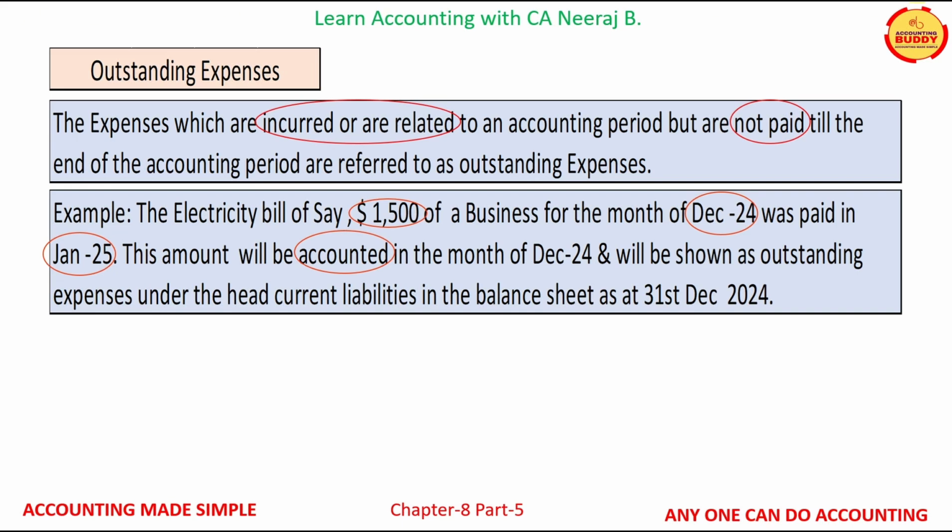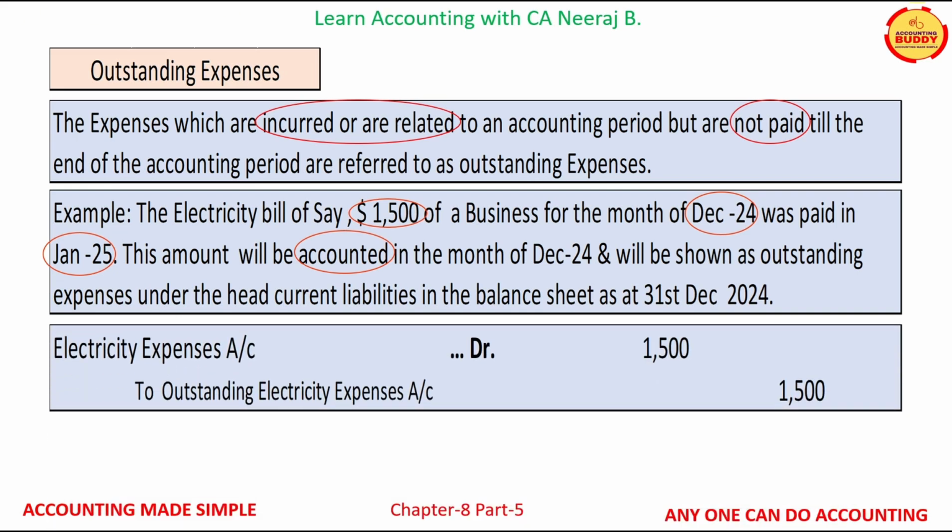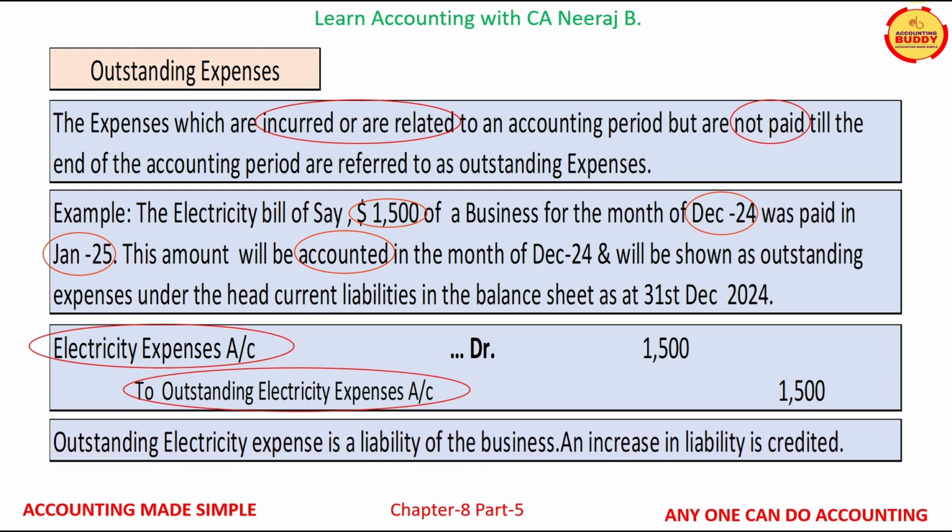The journal entry for the transaction will be passed as shown on your screens. Debit electricity expense and credit the outstanding electricity expenses. Outstanding electricity expense is a liability of the business, and increase in liability is credited.